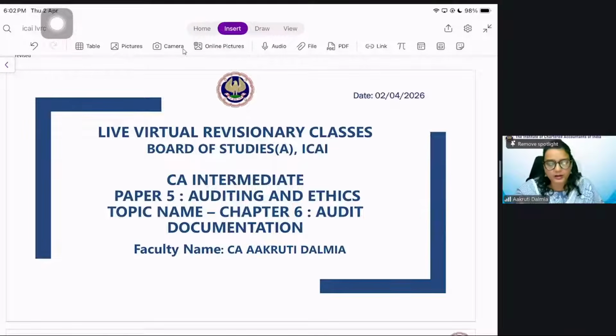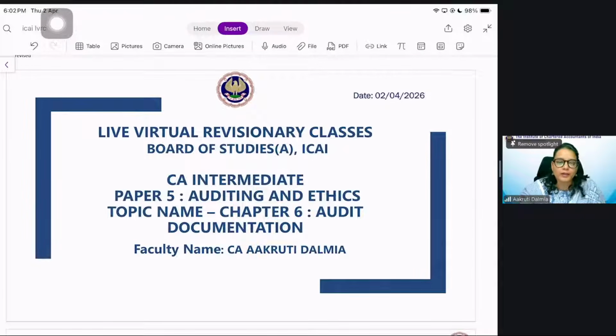So let's get started with our first chapter that we are going to revise, that is audit documentation. A very easy, short, quick, but very important chapter. Very straightforward what you need to study in it. Can anyone tell me first what is the standard of auditing for audit documentation? Quickly let me know in the chat.